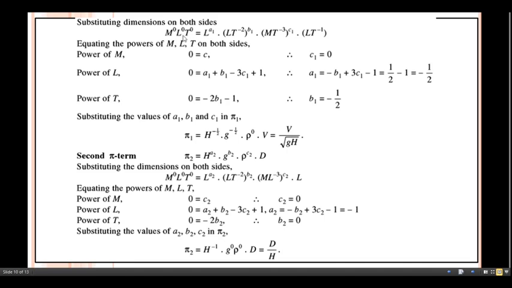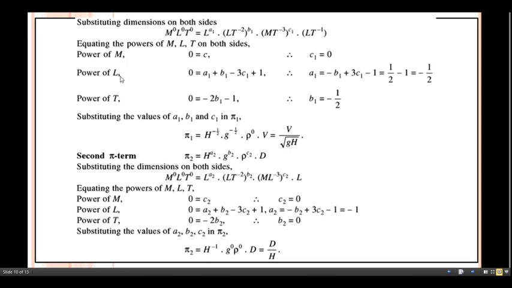Now just equate the powers of m, powers of l, and powers of t from both sides. If I equate the power of m on the left side and on the right side, the power of m on the left is 0, and on the right it is m raised to c1, so we simply get c1. So 0 equals c1. So ultimately we get the value of c1 as 0.